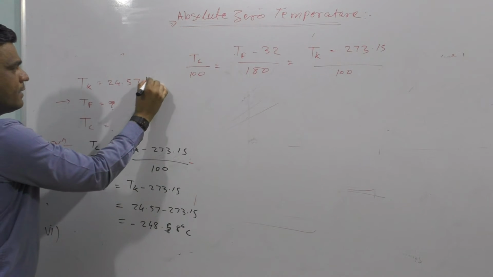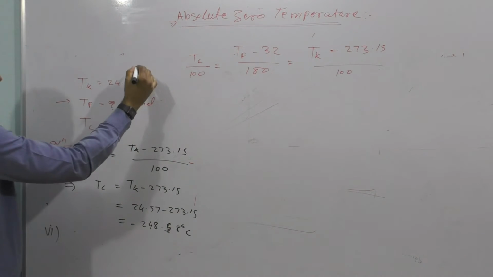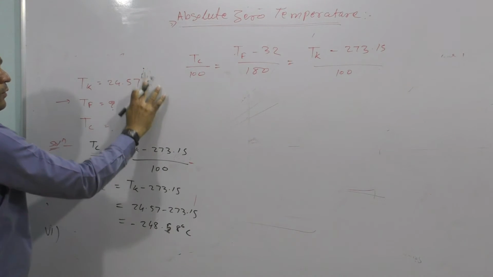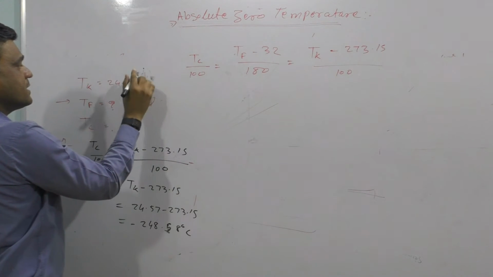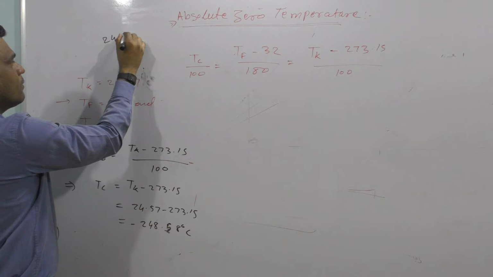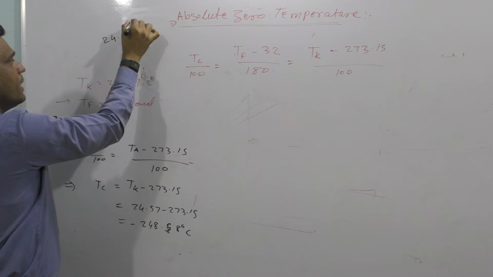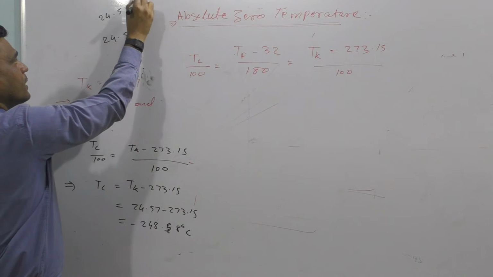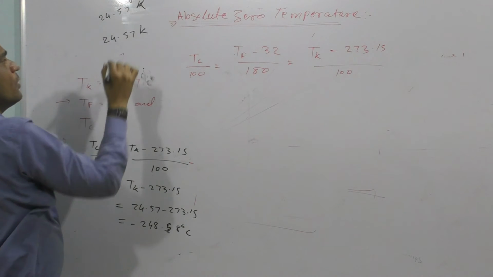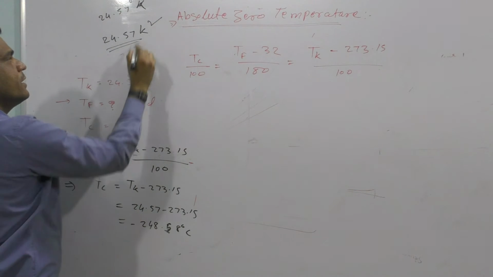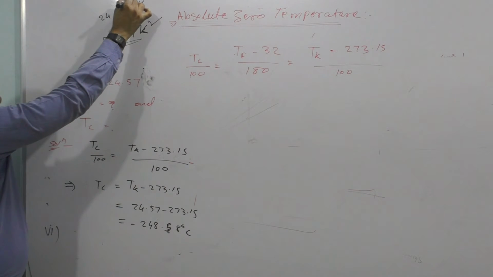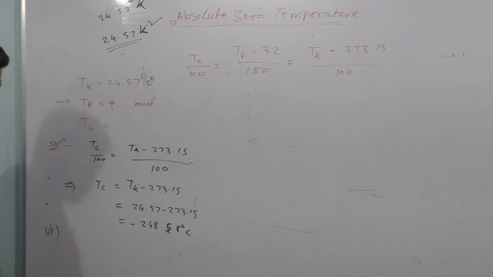For Kelvin, K, do not write like this. This is wrong. In Kelvin, we just write whatever the temperature is, 24.57 Kelvin, and not like this, 24.57 degree Kelvin. This is wrong. This one is the correct. This K should be capital. Okay. No need to write the degree here in the Kelvin system. Remember that.